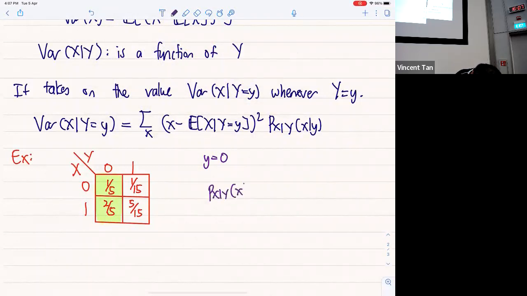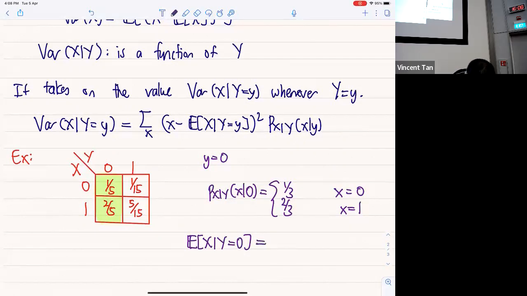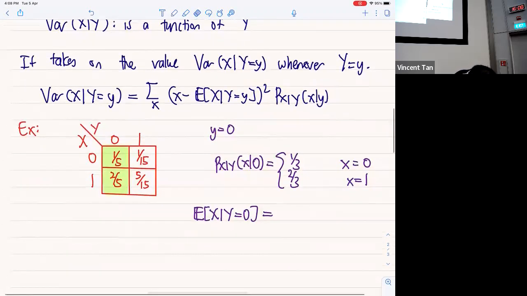How is x distributed given y when y is fixed to be 0? x can take on two values, x equals 0 and x equals 1. So look at these two numbers here. What is this number? Very good, 1/3, and of course this is 2/3. Now what is the conditional expectation of x given y equals 0? Expectation means this one times this one plus this one times this one. Can anyone do this in your head? Very good, thank you, David.